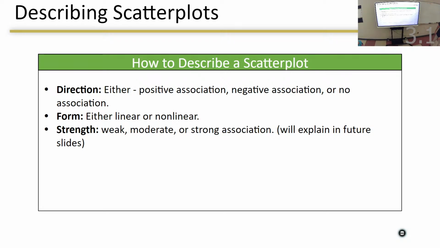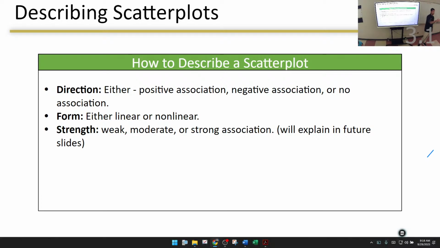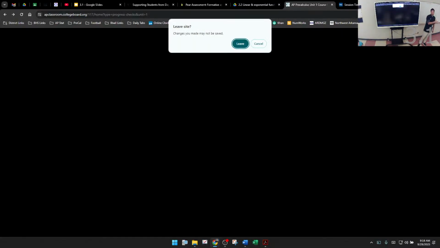This is one of those squishy words. You might think it's really, really strong, and somebody else might just think it's somewhat strong.